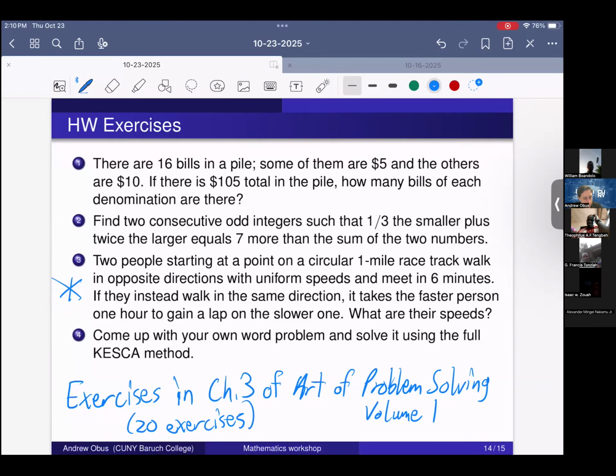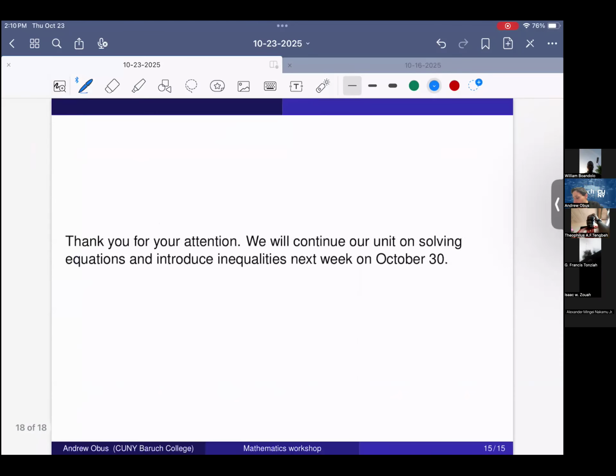Okay. So next week we're going to continue solving equations, and we'll also talk a little bit about inequalities. So that will be for our meeting next week on October 30th.